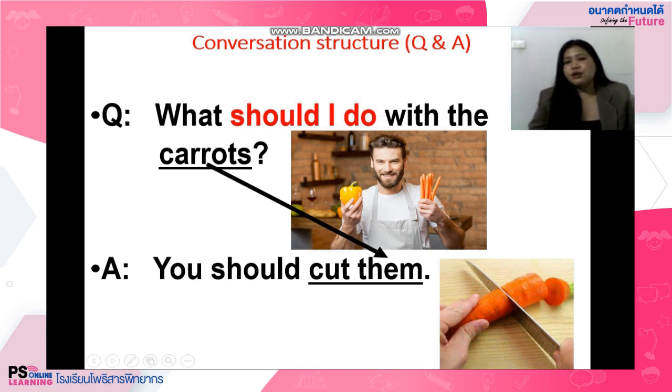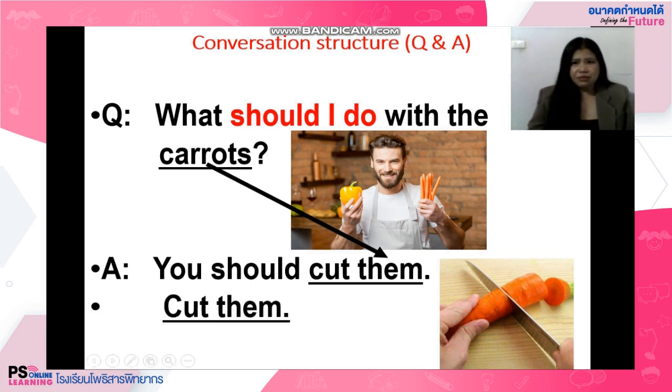But always make sure that you look at the second photo for you to know what should be done, or the action that should be done. With a carrot, you just say cut it, or cut them if you use carrots with S. Understand? Carrots with S, you have to use them after the action word. Cut them. So, no problem with the verbs. If it is only one or singular, then use it. If it is plural with S, use them.